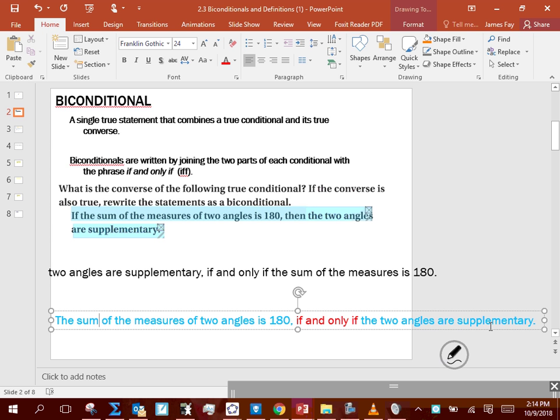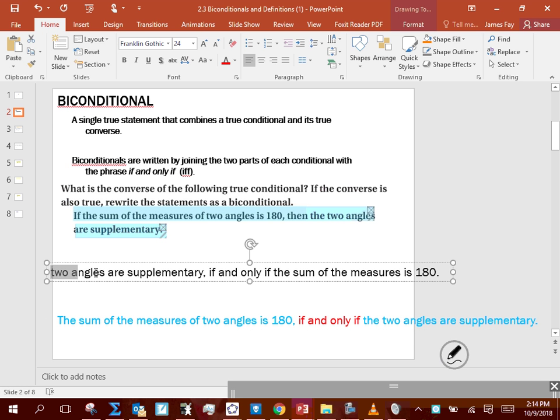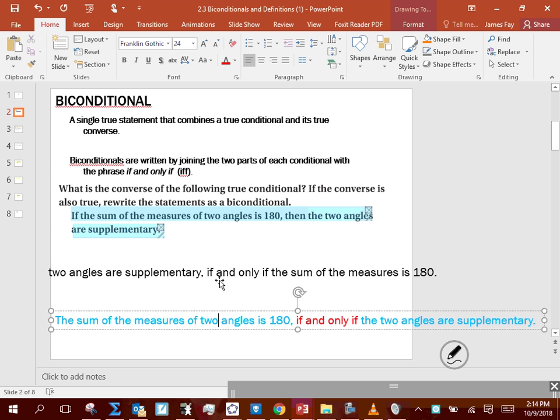I read this one right to left, from this end to that end, doesn't it give me this phrase here? Does that make sense to everybody? Okay, read this one right to left. The two angles are supplementary. That's what this is saying right here. If and only if, the sum of the measures is 180. So both of these say the same thing.